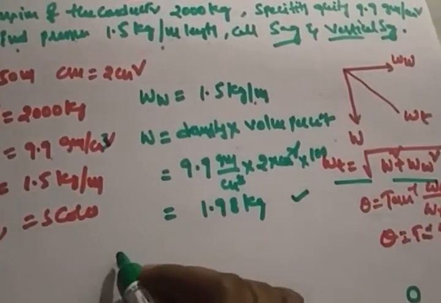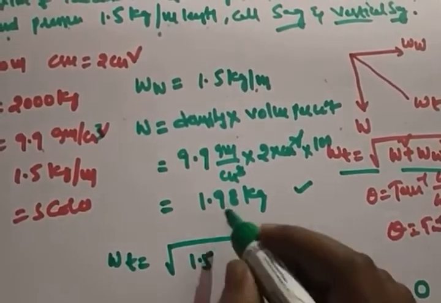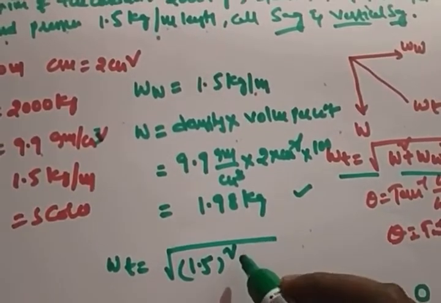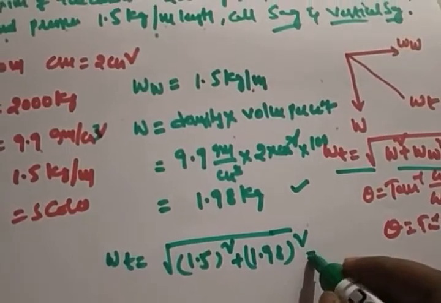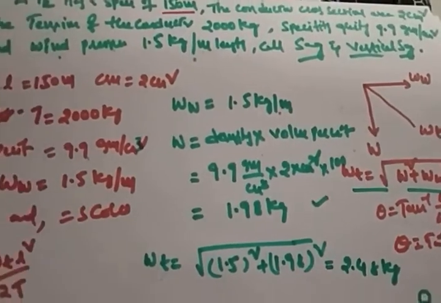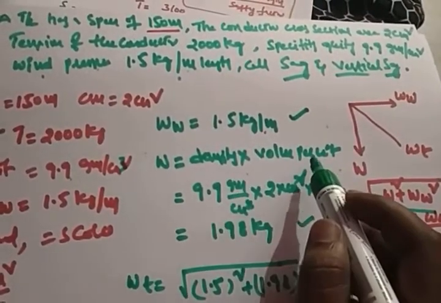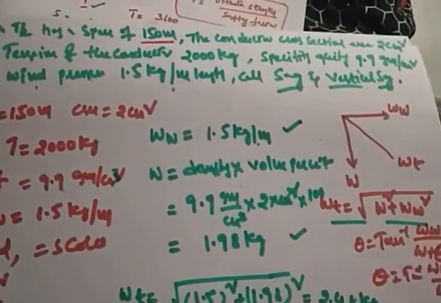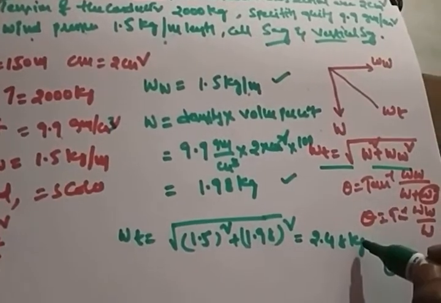Now you calculate the total weight. So square root of 1.5 whole square plus 1.98 whole square, all are kgs, no problem. If you compute this, you will get 2.48 kgs. I think you understand. Specific gravity is nothing but density, and the volume is nothing but the 2 given as the cross-sectional area. So you got the 2.48 kgs.